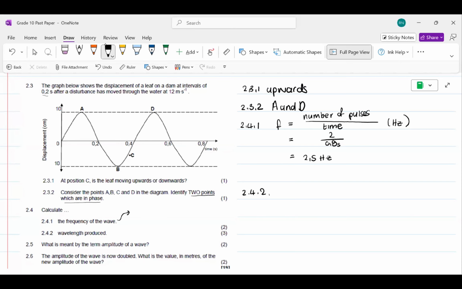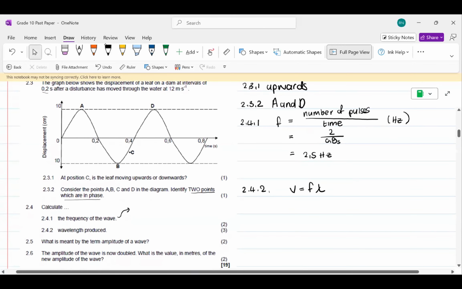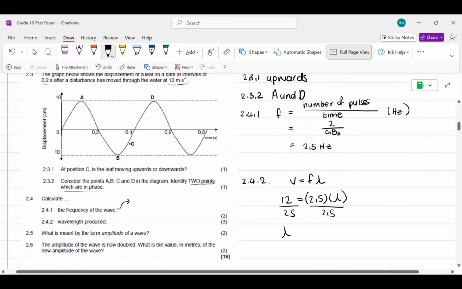Okay, I see an answer. Okay, cool. So we know that if we use our formula, V is equal to frequency times our wavelength. Our V is our speed. So they've told us that our speed is 12 meters per second. So we can say 12 is equal to the frequency, which we've calculated as 2,5, and we're going to multiply that by our wavelength, or we divide both sides by 2,5, and so we can get our wavelength as 4,8 meters.